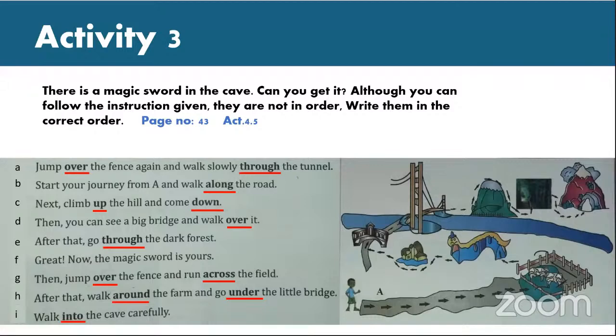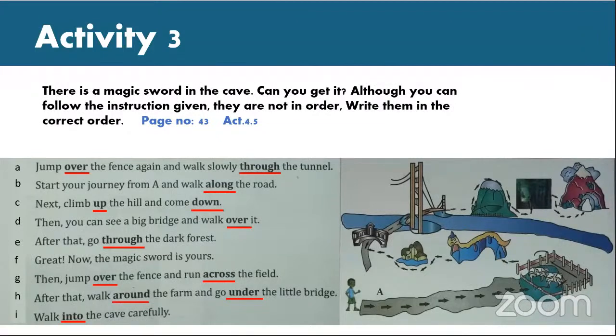Sixth. C. Nimash, you are correct. Shamin, you are correct. Kavisha. Yes. Good. C. What is it? Next, climb up the hill and come down. Yes. 7. Is that E? Yes. After that, go through the dark forest. Well done. Okay, Netmi, Netuli, Sandali, Lasini, you are correct.